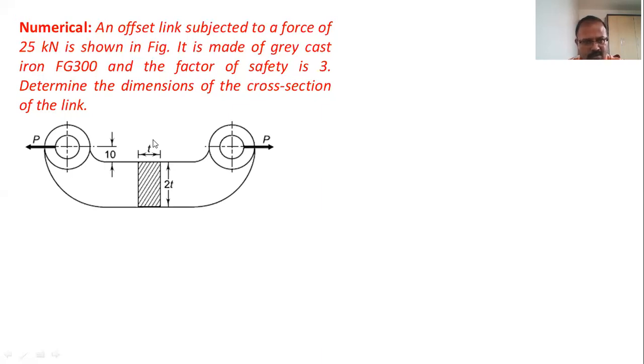We have to determine the cross section. The link is made of gray cast iron FG300. FG300 means ferrous gray cast iron with an ultimate tensile stress of 300 Newton per mm square.